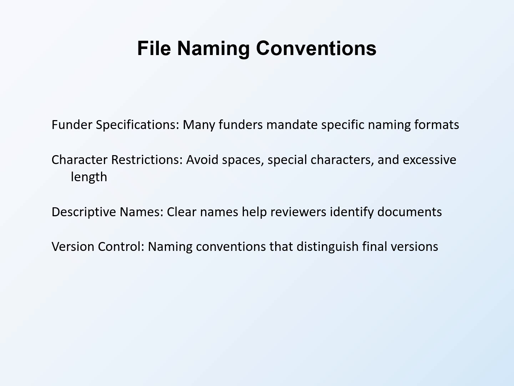Character restrictions apply to most electronic systems. Spaces in file names can cause problems on some systems. Special characters like ampersands, question marks, or quotation marks may be rejected. Excessively long file names may be truncated. Use underscores or hyphens instead of spaces. Stick to alphanumeric characters. Keep names reasonably short while still descriptive.